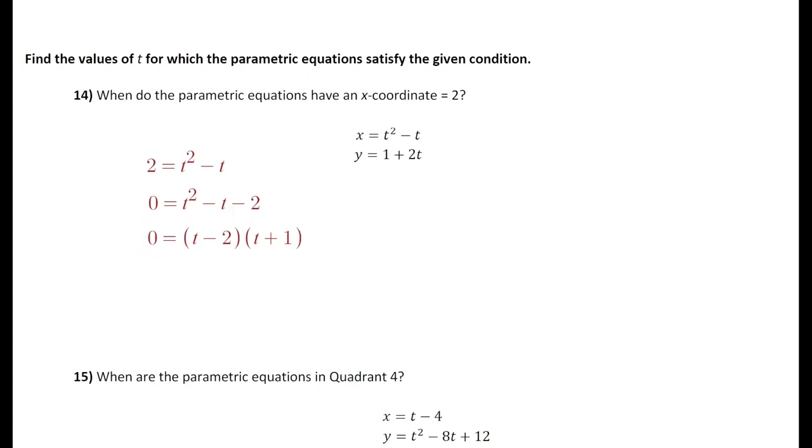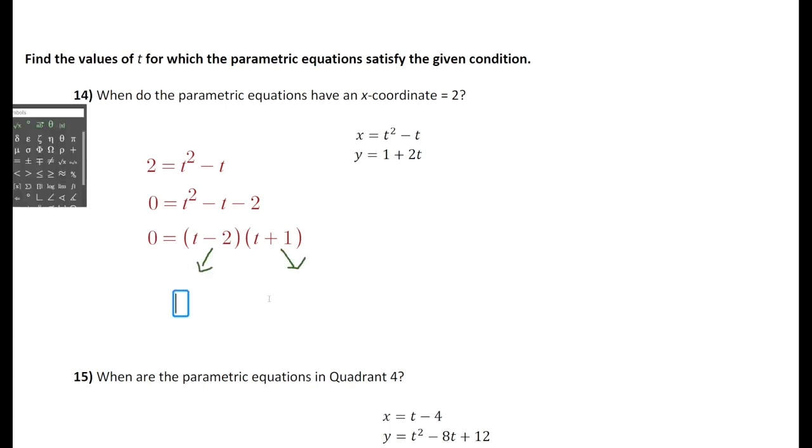But once we have it set equal to 0, we are going to set each factor equal to 0, and we'll get t equals 2 because we'll have t minus 2 equals 0, and so when we add 2 to both sides from there, we will get t equals 2. And from this factor, we will get t plus 1 equals 0. So when we subtract 1 from both sides, we get t equals negative 1. And so these will be our two solutions. These will be the two times that the object will have an x-coordinate of 2.